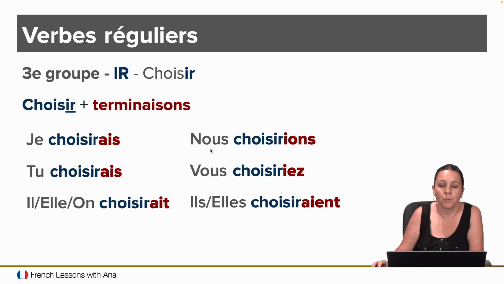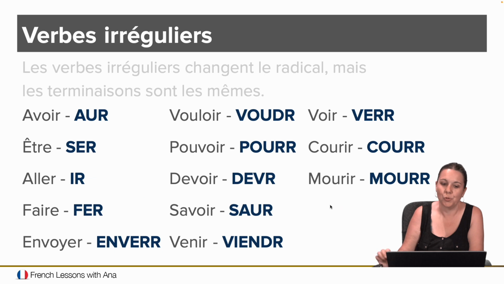Then, plural forms. Nous choisirions. Notice there's that R sound at the end. That's what indicates that it is conditionnel, okay? So we would choose. Vous choisiriez, you would choose. Ils, that's they masculine. Ils choisiraient, they would choose. Elles, and that is also they, but the feminine one. Elles choisiraient, they would choose.